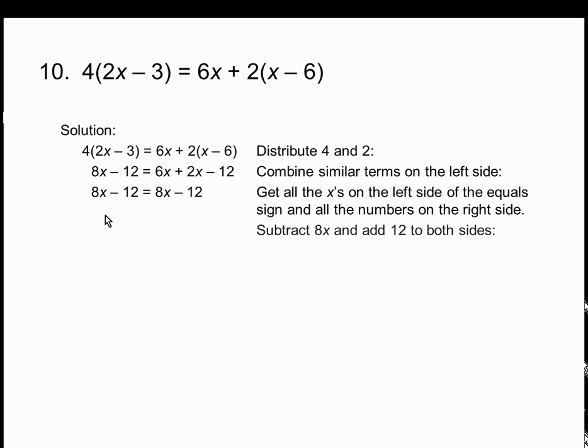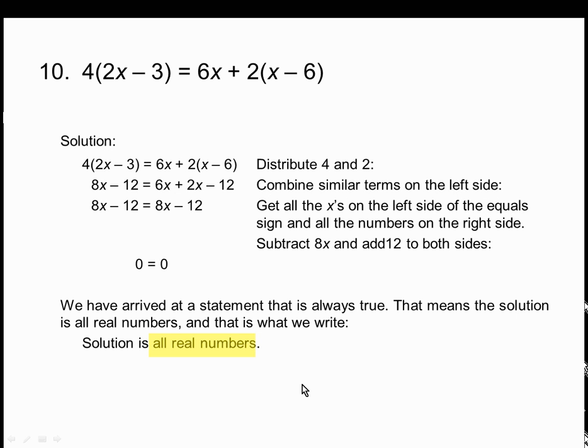8x minus 8x will give me 0. Negative 12 plus 12 gives me 0. I have 0 equals 0, which is always true. 0 always equals 0. I've arrived at a statement that's always true. Whenever that happens, that means the solution is all real numbers. So that's your answer, all real numbers. Don't write down true, it's all real numbers. Notice 9 and 10 were kind of weird cases. In 1 through 8, there was just one solution, but in 9 and 10, something weird happened.